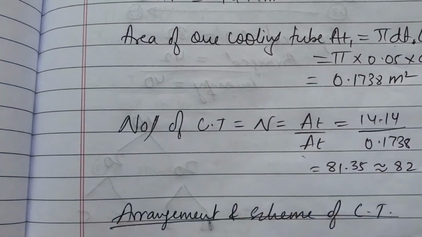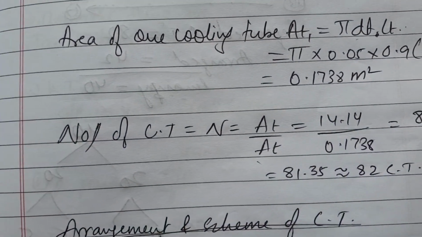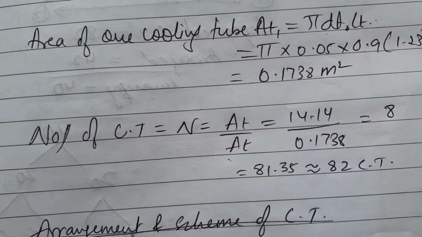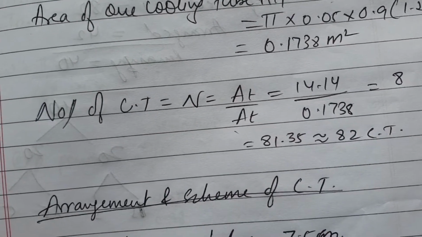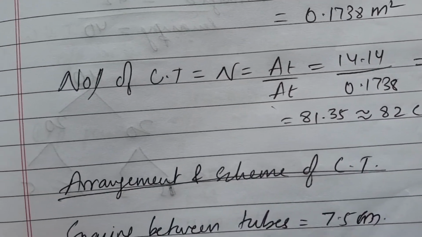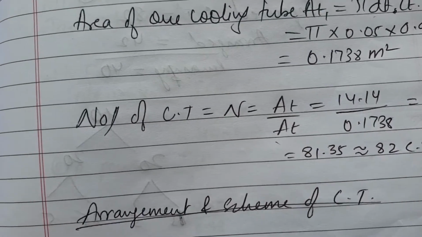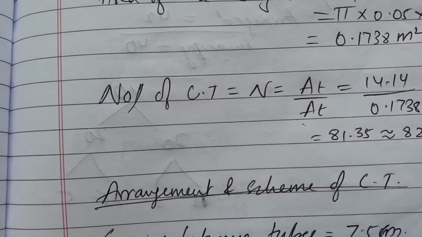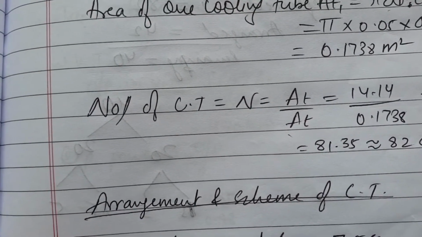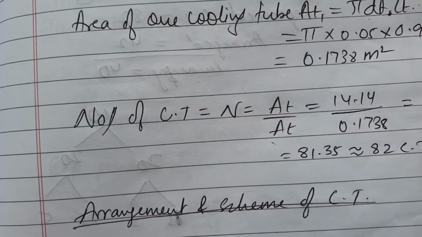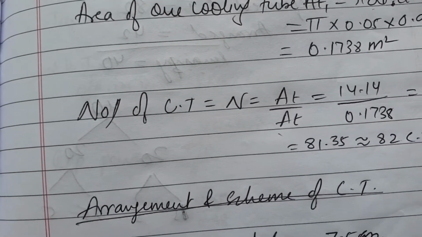The number of cooling tubes N is equal to AT by AT1. Make a correction here. The total number of cooling tubes required are 81.35, which is nothing but 82 cooling tubes. It should not be an odd number. Let us take an even number, 82 cooling tubes.